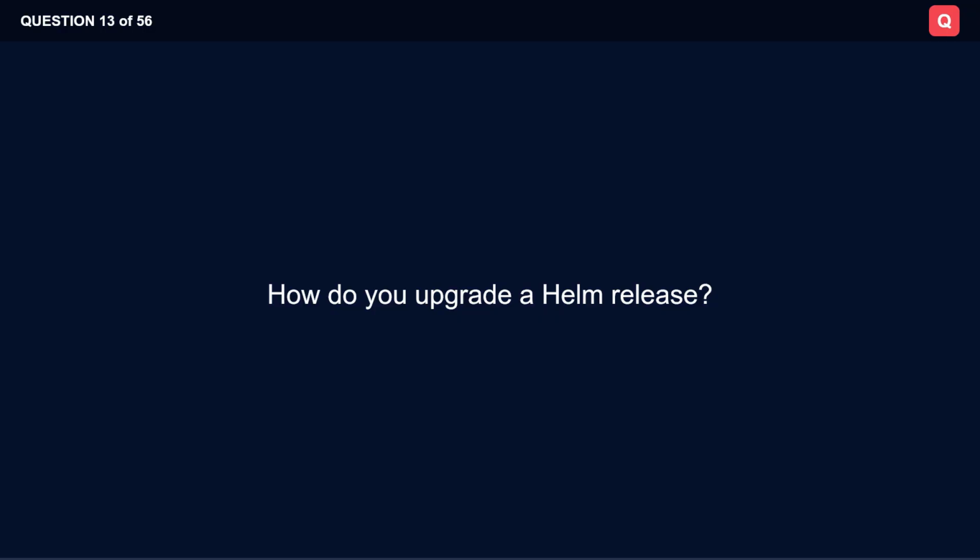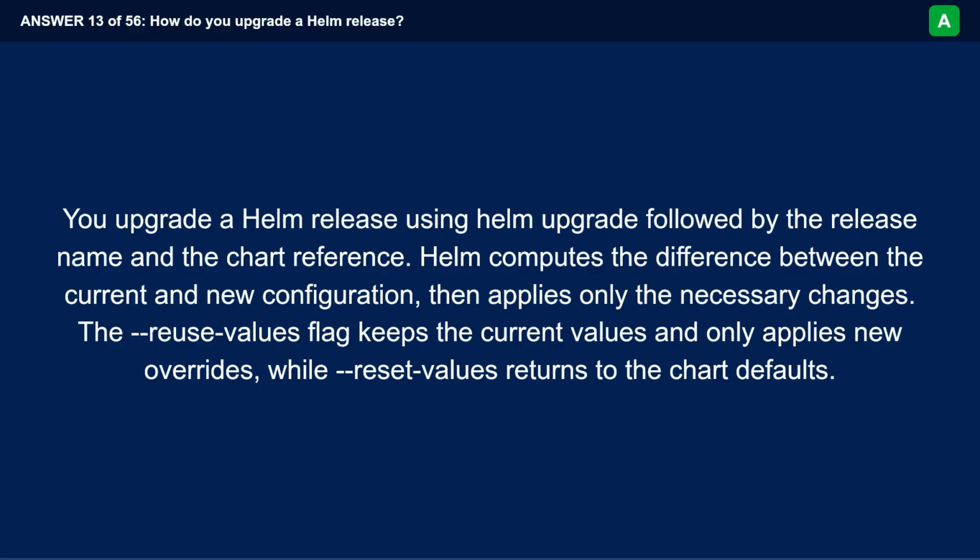How do you upgrade a Helm release? You upgrade a Helm release using helm upgrade, followed by the release name and the chart reference. Helm computes the difference between the current and new configuration, then applies only the necessary changes. The --reuse-values flag keeps the current values and only applies new overrides, while --reset-values returns to the chart defaults.